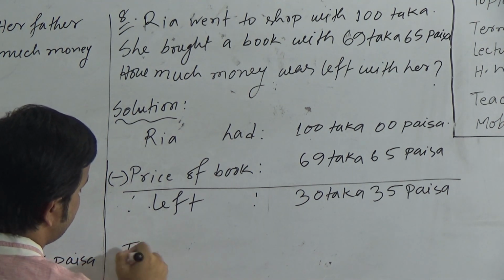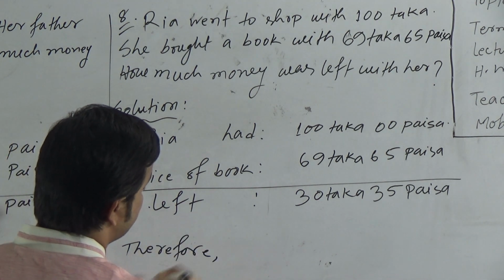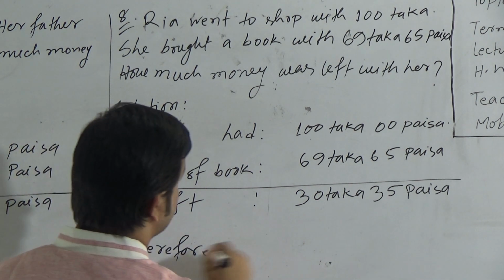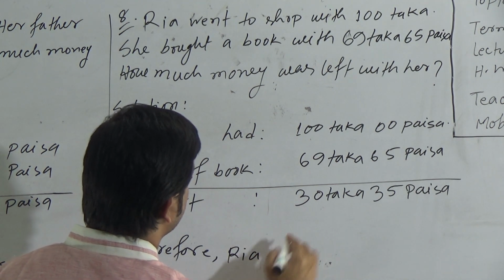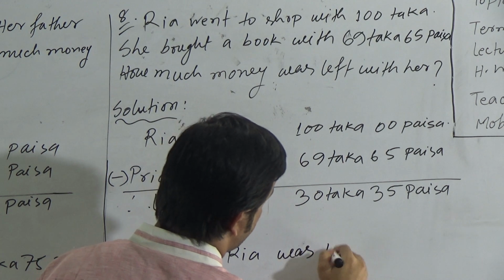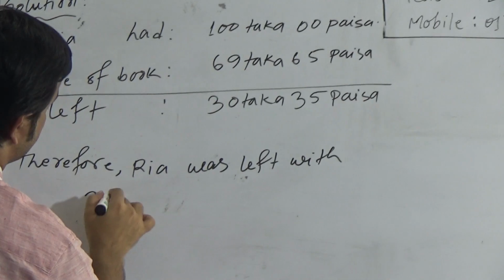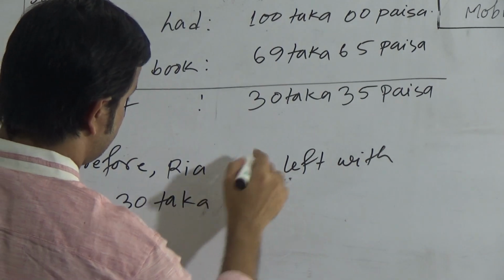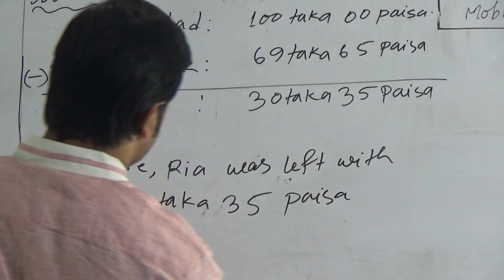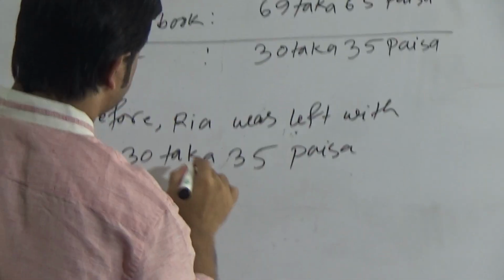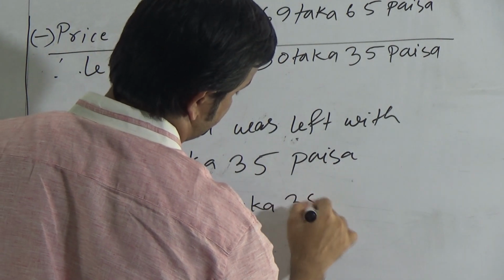So we can write therefore Ria was left with 30 taka 35 paisa. This is our required answer for question 8. 30 taka 35 paisa.